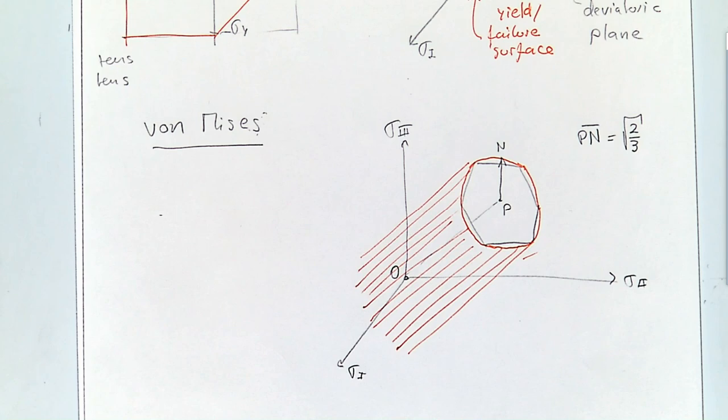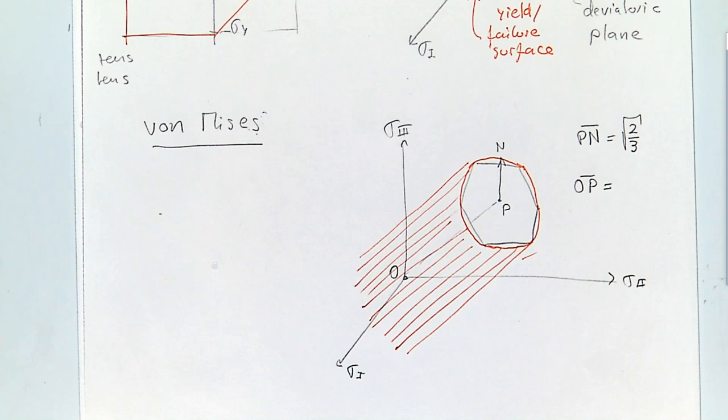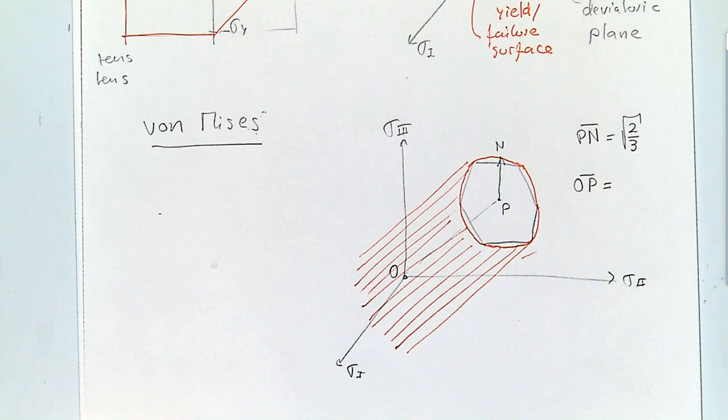Close. What did we use in order to characterize deviatoric stress in three dimensions in general? You're going in the right direction, Bedani. The distance between OP is also going to be proportional to this quantity, this other quantity.